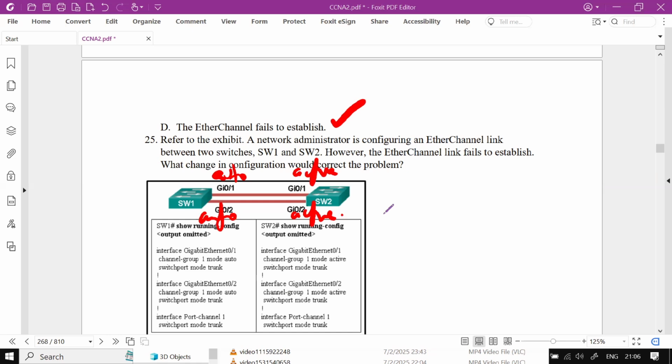With auto and active, there is the answer. So the link is failing. Why is it failing? And what changes will you make? I think we have to configure active on both sides. Yeah, if we make that change, it's not going to work, but it's good to say auto, I know, because it shows me that you know that auto with active does not work.